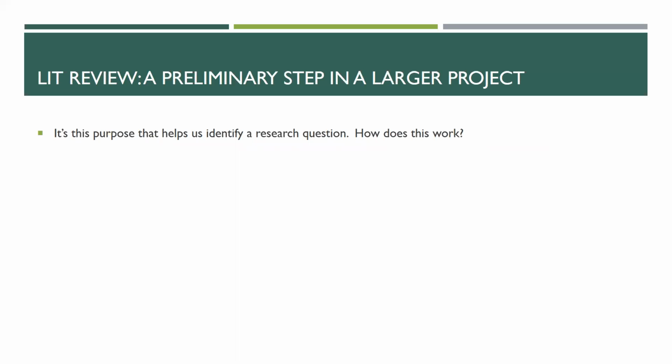All right, so like I said, one of the reasons we talked about doing a literature review is that it's this preliminary step in a larger process. So it's this step that helps us go from topic to formulating a research question. What I want to do is talk a little bit about how exactly this works. How can reviewing the literature get you from topic to a good research question? And we all know what good research questions look like by now.